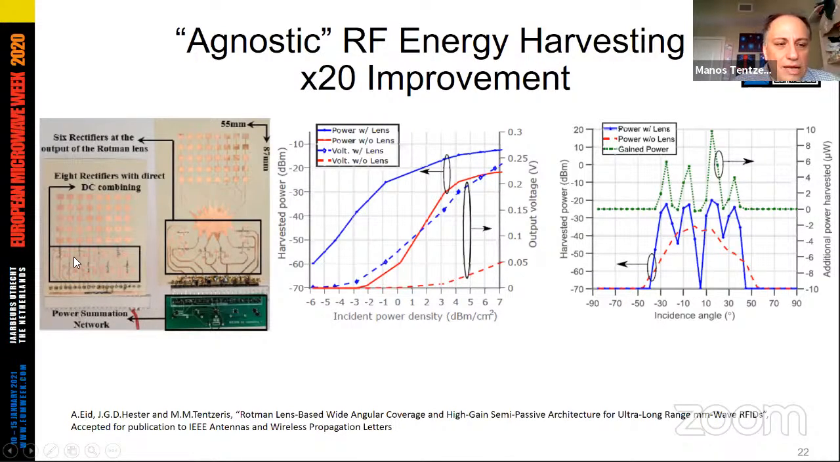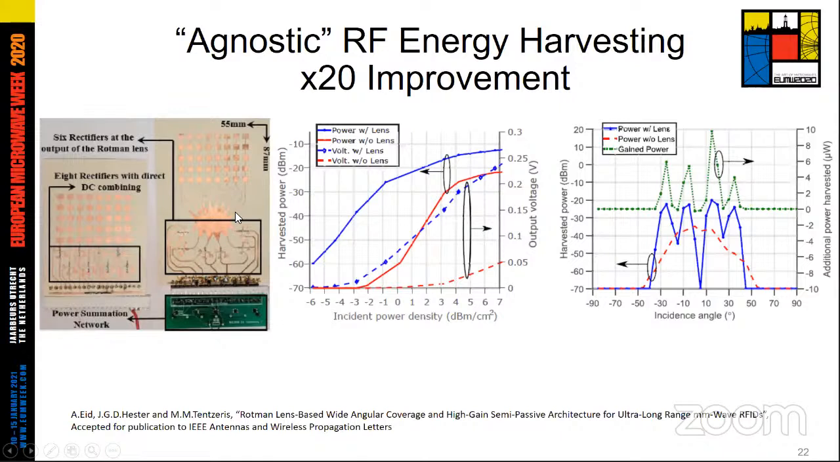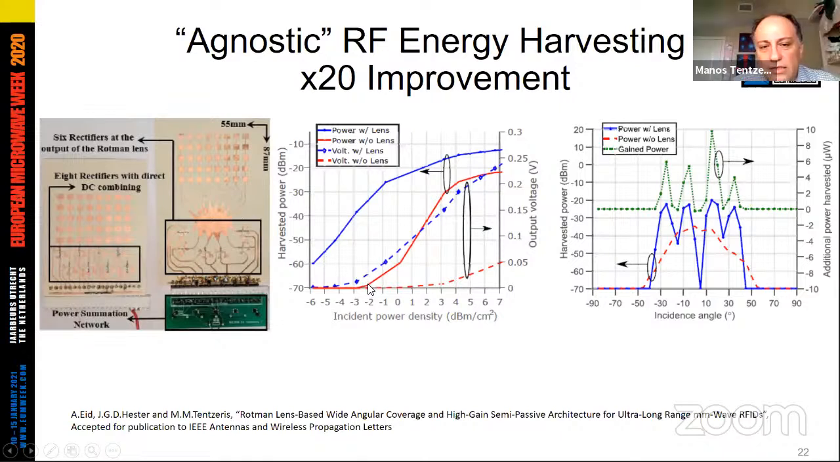Now that's a typical rectification system, 8 rectifiers with direct DC combining, which is giving some amount of power. If you see, possibly you need to have at least 0 dBm per centimeter square to have 0.05 output voltage. Now, utilizing this printed lens for all of the systems, the printed Rotman lens with multiple outputs, means you can get power from all these different directions, and now let's say 360 degrees, and that can be realized even in three dimensions to have 4π steradians, but let's say 360 degrees, and you can see that you can start having a very efficient voltage and power much earlier.